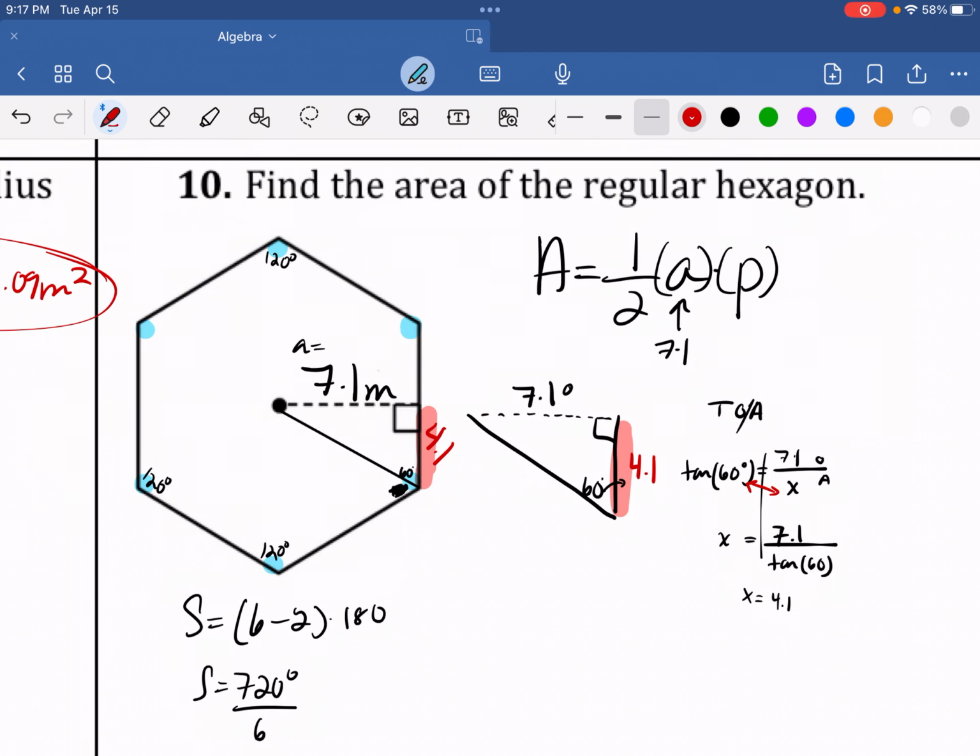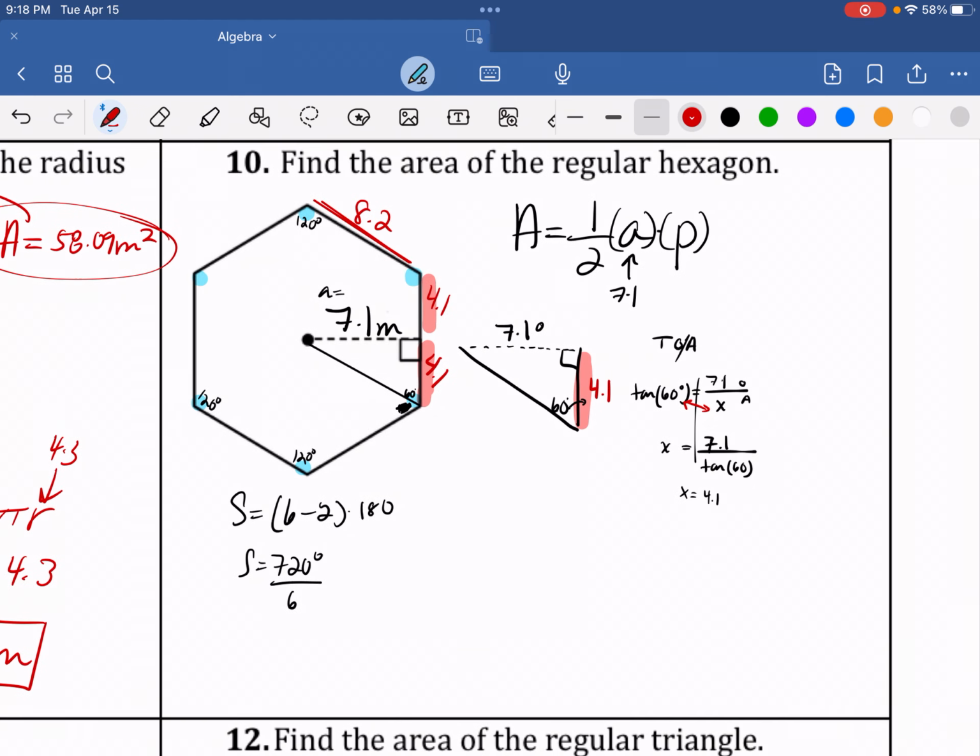So how do you know how long the whole side is? Well, you need to double it, because this is another 4.1. So you do 4.1 plus 4.1, and for the whole side, you get 8.2. So now we need perimeter. It means if you add 8.2 six times, or multiply it by 6, the perimeter is 49.2. So that's the number that goes in here, 49.2.